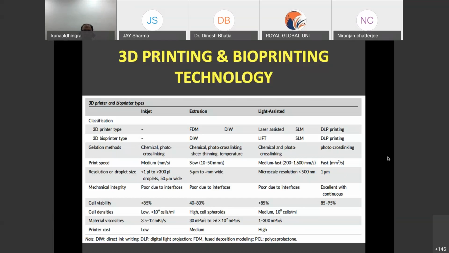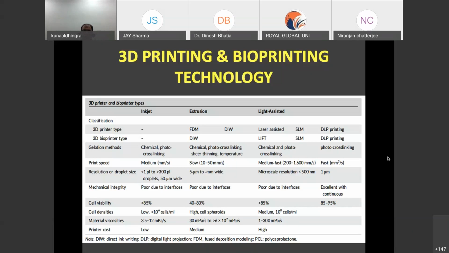to fast. The resolution, on the droplet size, varies from 1 pl to more than 300 pl in inkjet, in extrusion up to 500 microns, and in light assisted from less than 500 nanometers to even 1 micrometer. With regards to mechanical integrity, in inkjet printing it is poor due to various interfaces. Again in extrusion, the mechanical integrity is poor. In light assisted, the mechanical integrity is again poor, whereas the best, excellent mechanical integrity is seen with the DLP printers.